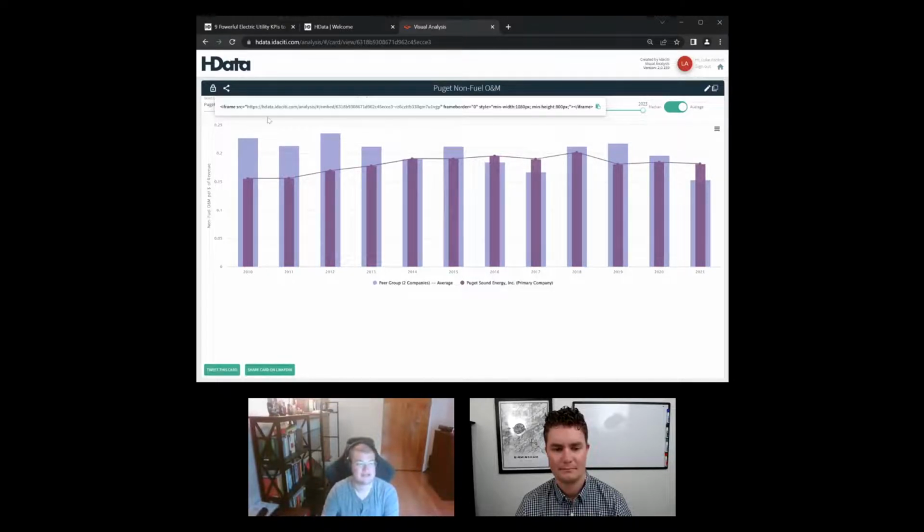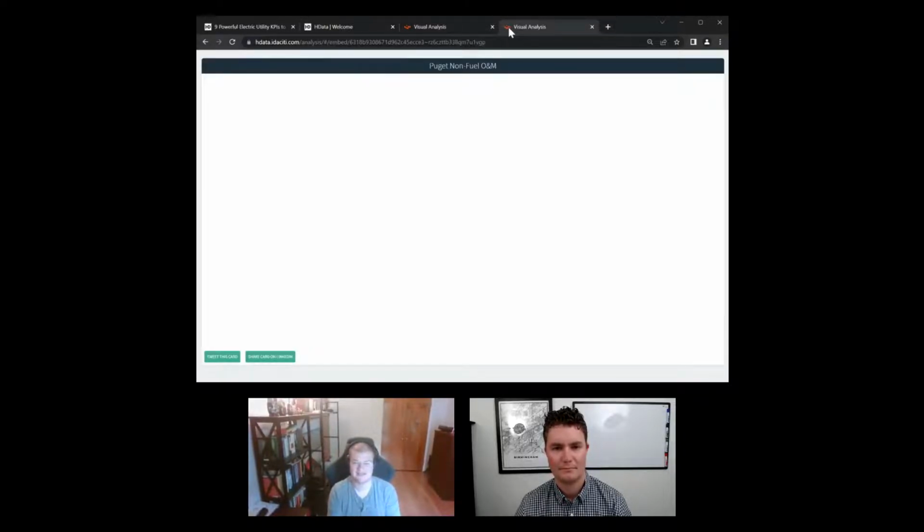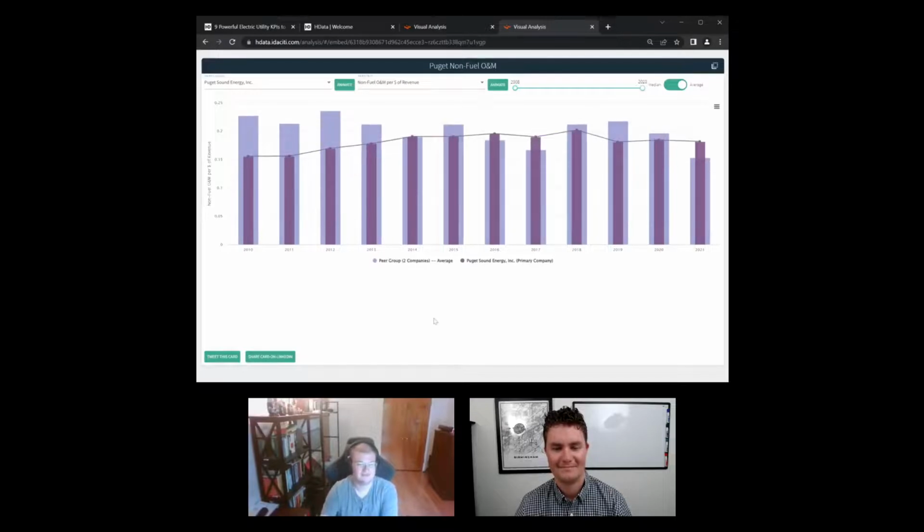You can also share these as individual links. So you can copy that link address, you can email it, you can Slack it, you can text it. You can really send that to whoever you need to. And once you send that link, they can play around with whatever you create. So if you want to switch out the companies, you can do that. If you want to change out the years, you can do that.